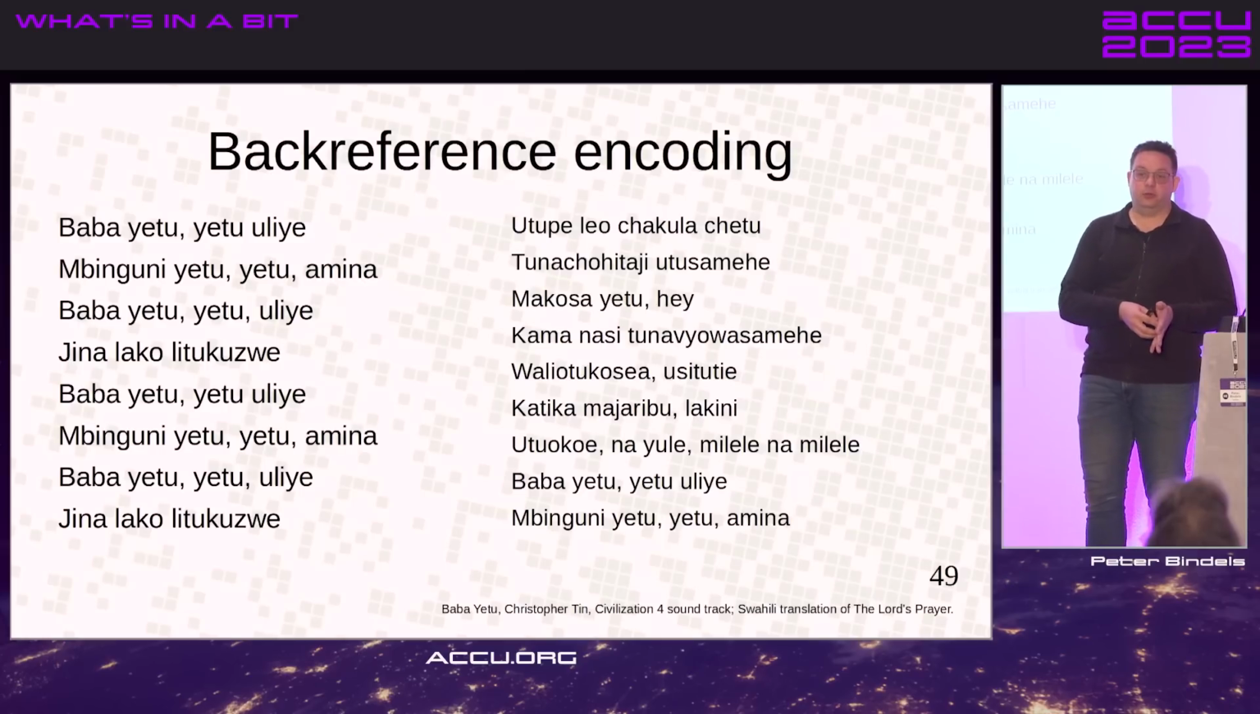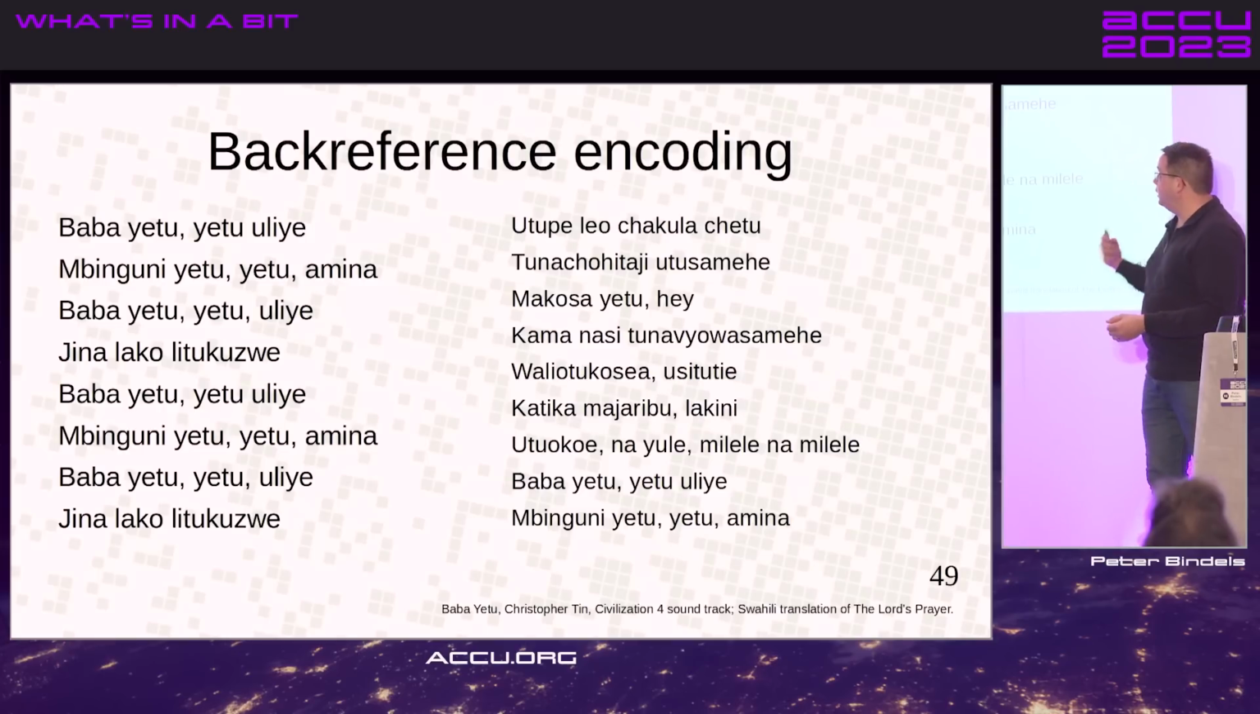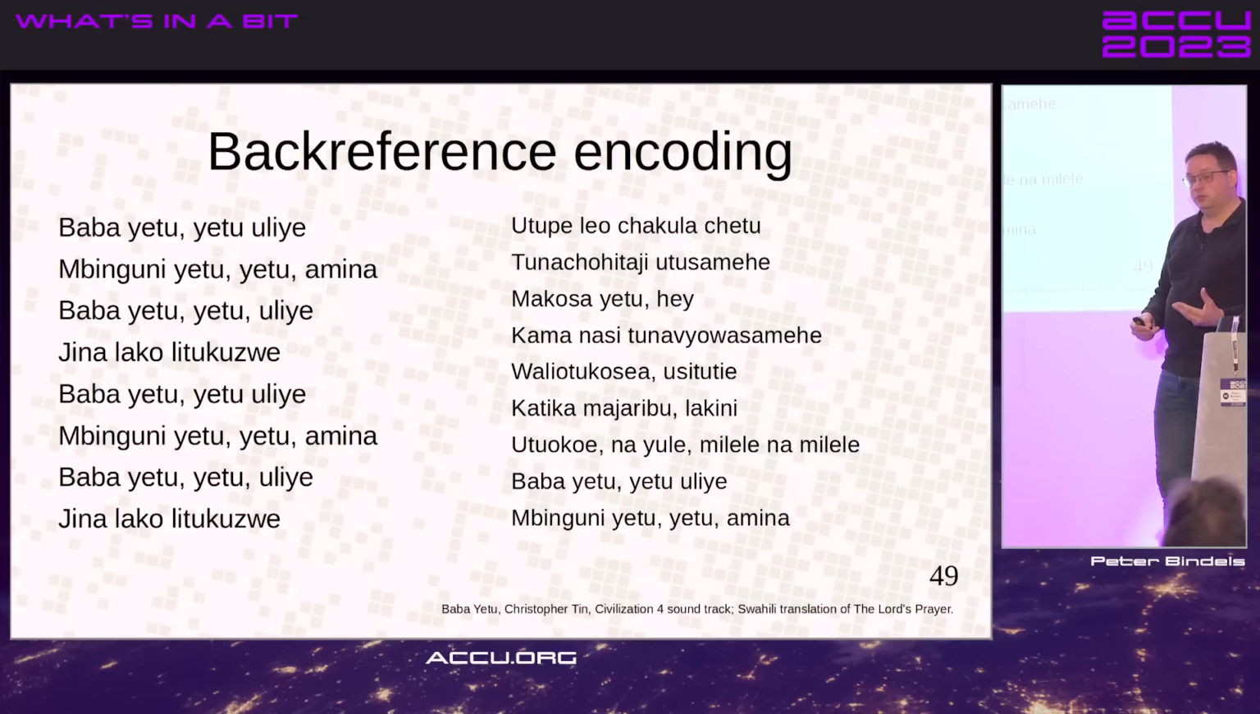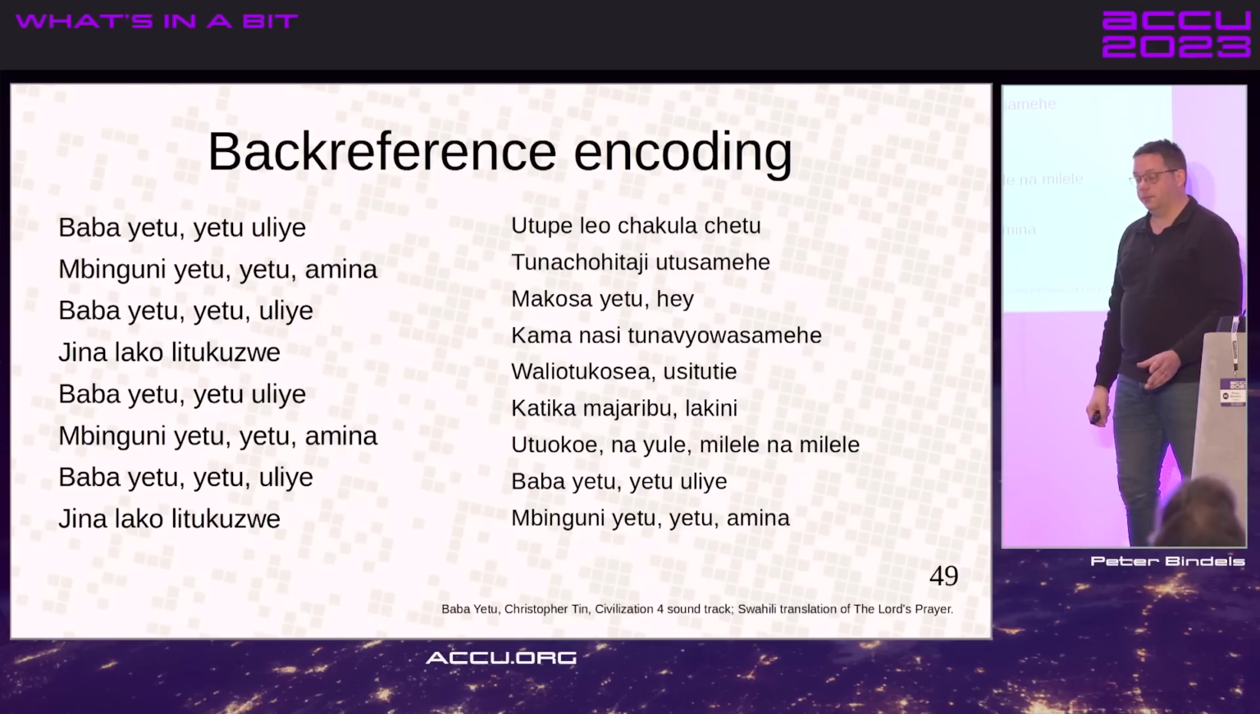Then we have back-reference encoding. So back-reference encoding is like run-length encoding, but it's more compact, it's more efficient, it's a bit smarter at what it does. So I've taken a bit of text. This is the song text of the song called Baba Yetu. It's from Civilization 4, and it's one of the few soundtracks from computer games that's won a Grammy. So in case you haven't heard this song yet, listen to it. It's actually a really, really good song.